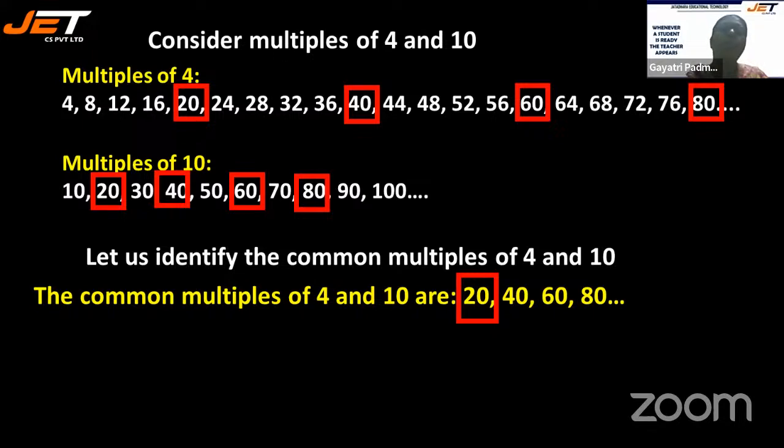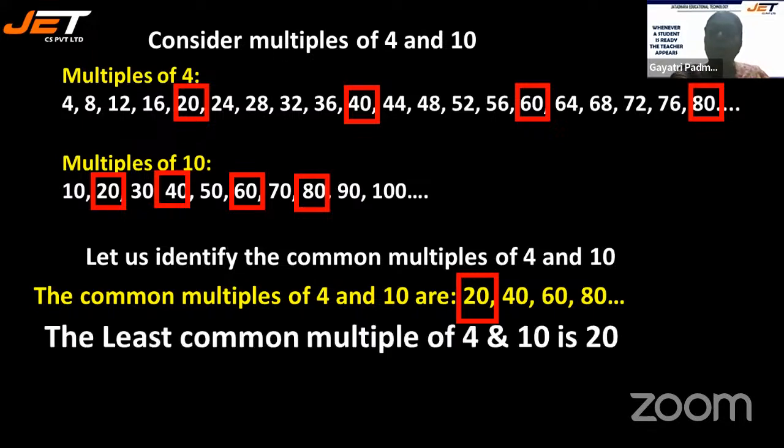And among these, the lowest one, the least one, is 20. So this is called the least common multiple. In other words, the LCM of 4 and 10 is 20. All right. Now again, we are considering the multiples of 6 and 8.